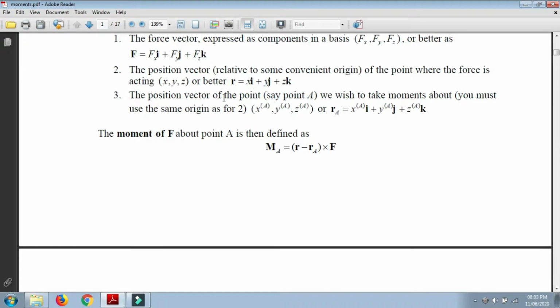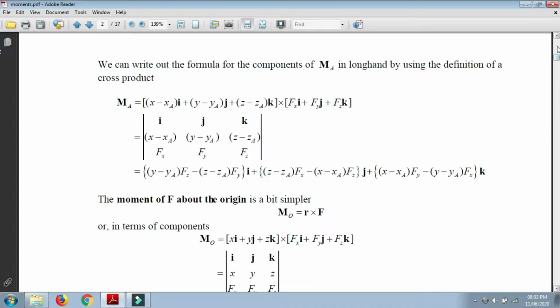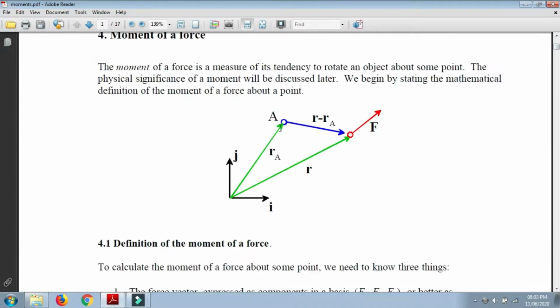Third, the position vector of the point, say point A, we wish to take moments about. You must use the same origin as for the second. So xa, ya, za: Ra is equal to xa i plus ya j plus za k. They are just trying to explain this over here. So the moment of F about point A is defined as MA is equal to R minus Ra cross F. Okay, R minus Ra cross F.